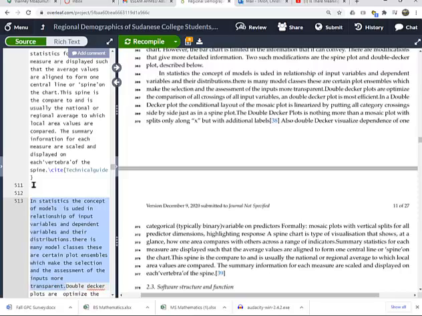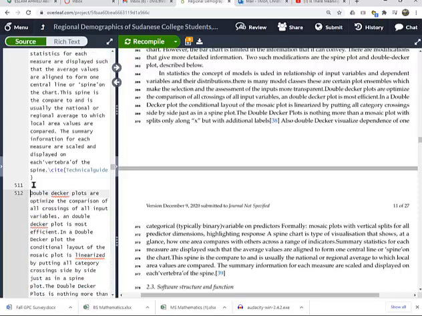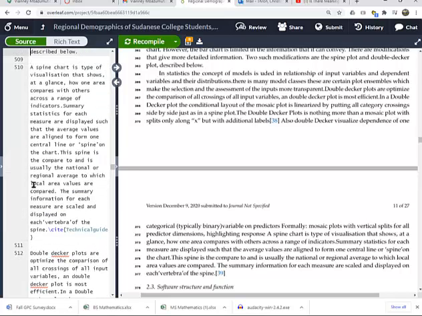Okay, and then that will be our section on double-decker plots. Let's look at the next one. The spine chart is a type of visualization that shows at a glance how one area compares with others across a range of indicators. Now, if I read this, I do not understand what it means.